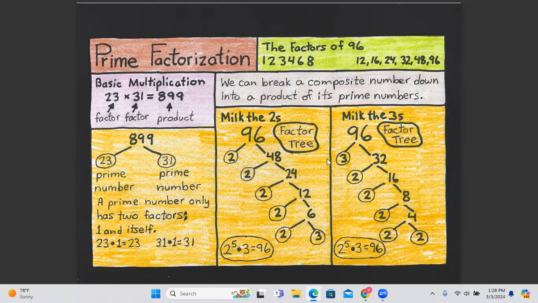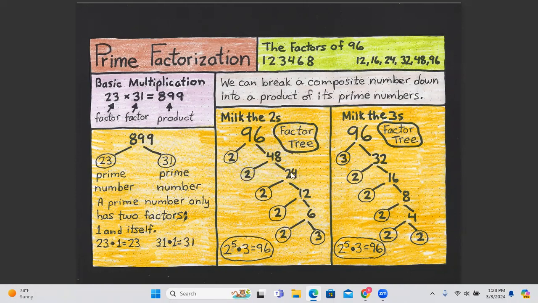And now let's break 96 down into its prime factors by first milking out the twos, in which we know that 2 is a prime number, and 2 times 48 will give us 96. And 48 is a composite number in which we can milk out another 2 because 48 is even. And we know that 2 times 24 will give us 48, all the while circling our prime numbers.